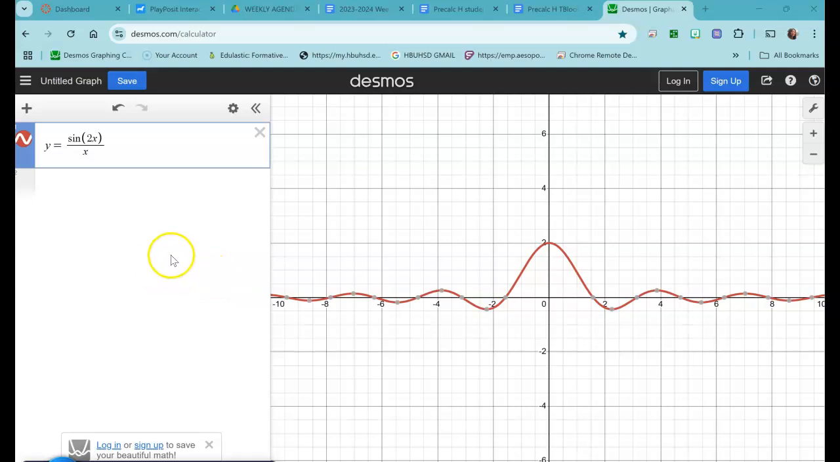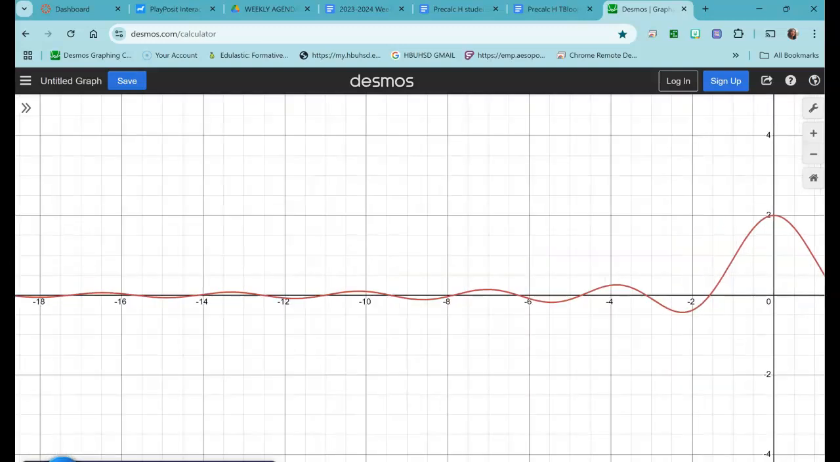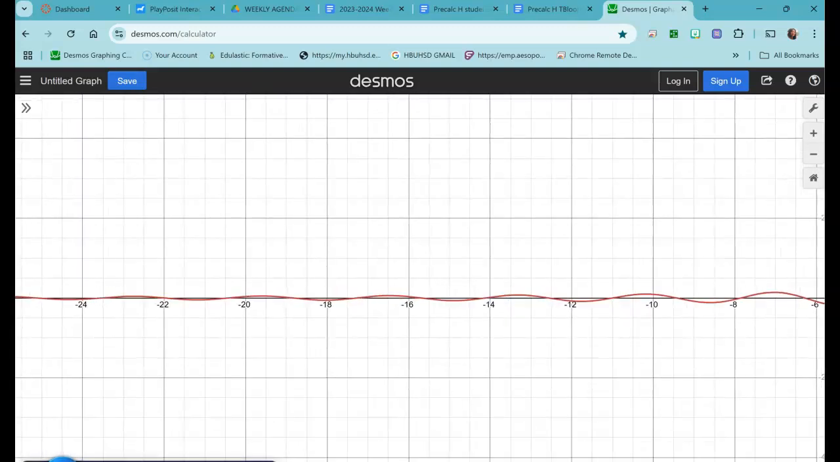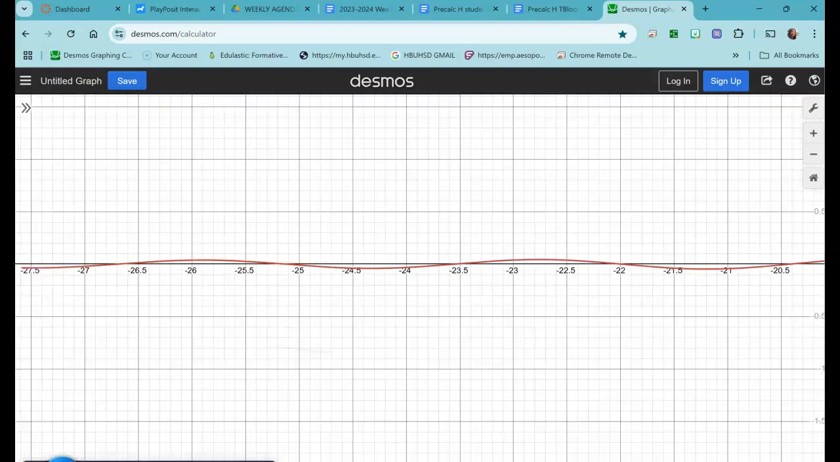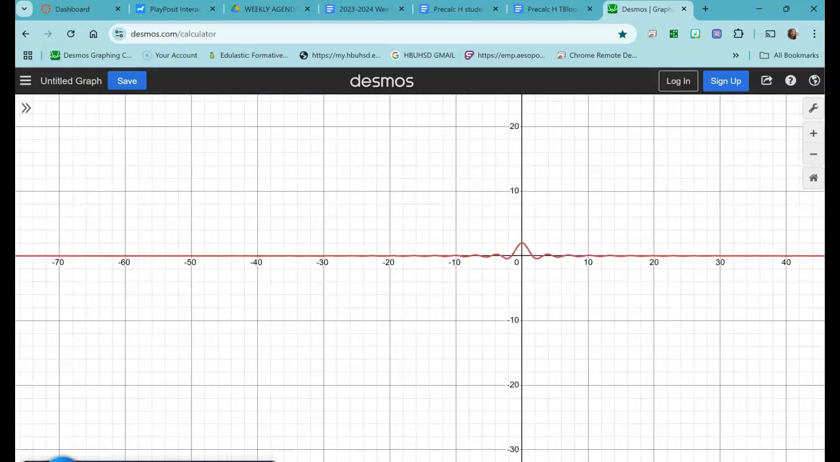Okay, so I've already typed in the function sine of 2x over x. We want x to be approaching negative infinity, so I'm going to go left here. As I'm going left, this curve is getting closer and closer to the x-axis. If I zoom all the way out, you can tell at negative 70, the red curve is sort of getting to be on top of the x-axis, so it's getting closer and closer to 0.